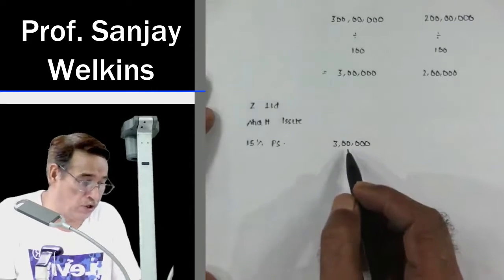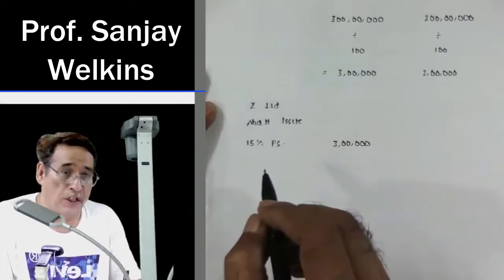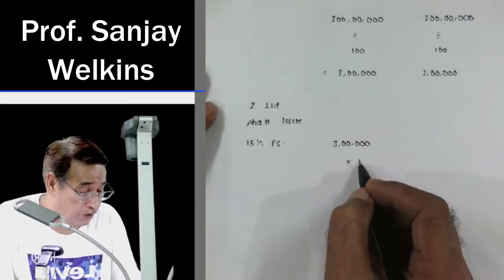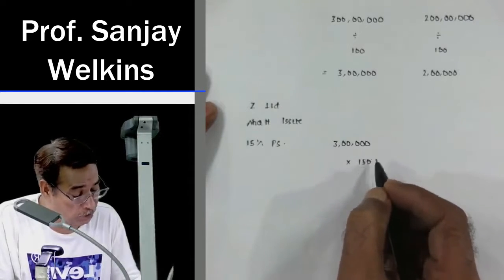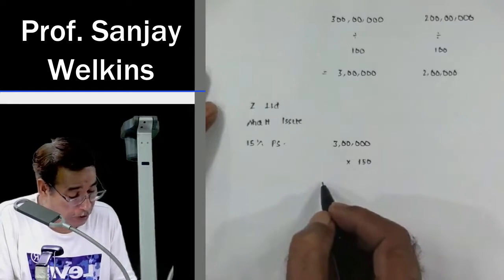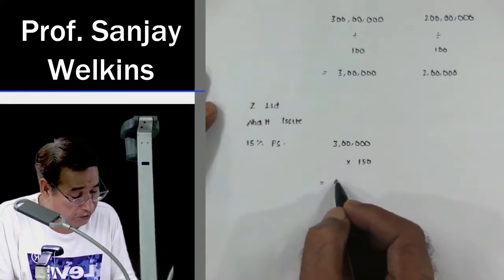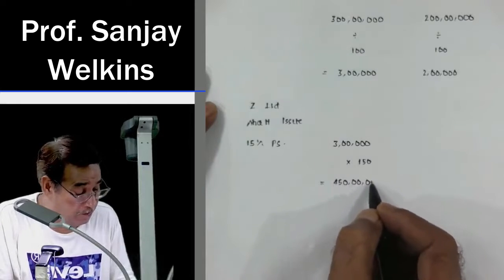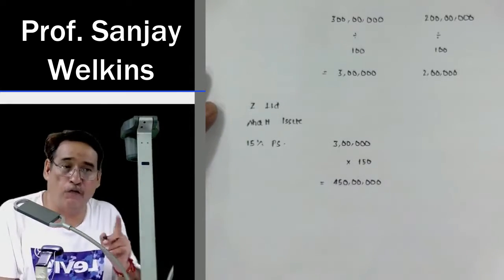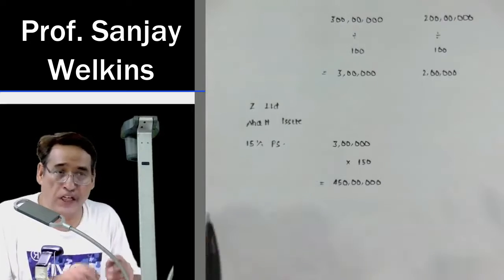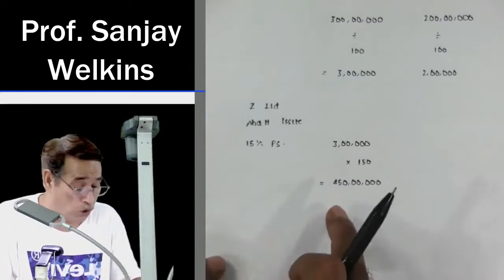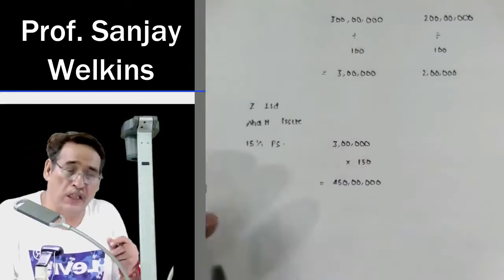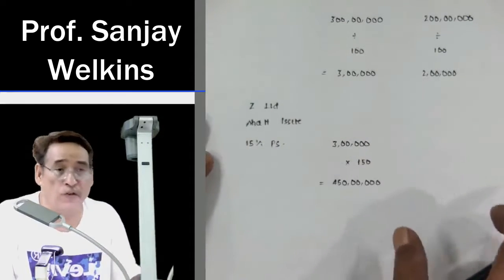So 3 lakh shares you are offering, but you are offering these shares at the rate of 150. So what is the worth of payment? The worth of payment will be equal to 450 lakhs. Z Limited will have to offer 15% preference share worth 450 lakhs to discharge the 300 lakhs worth of preference shares of X Limited.